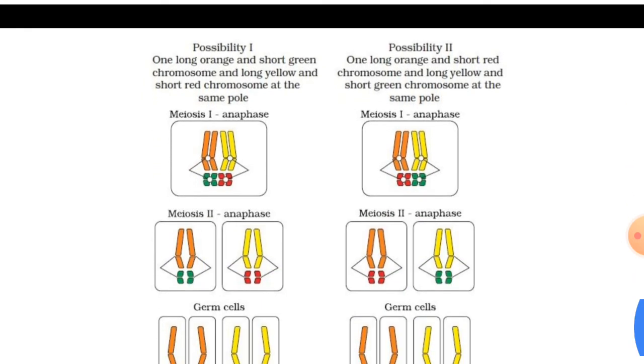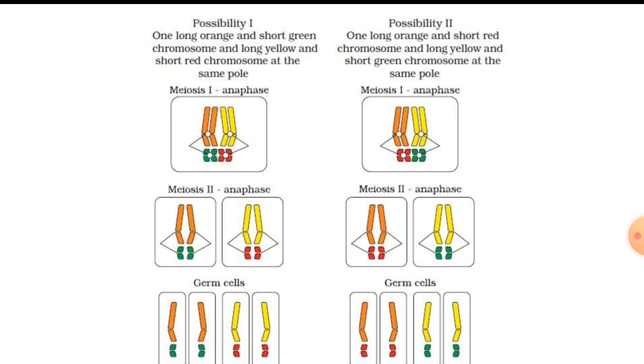Now here you see again the same representation of possibilities, that is the first possibility and the second possibility during the segregation. So here the chromosomes are represented like one long orange and short green chromosome, and the long yellow and the short green chromosome at the same pole, whereas in possibility 2, one long orange and short red chromosome, and long yellow and short green chromosome at the same pole, right? So here you see orange and green, yellow and red, orange and red, yellow and green.